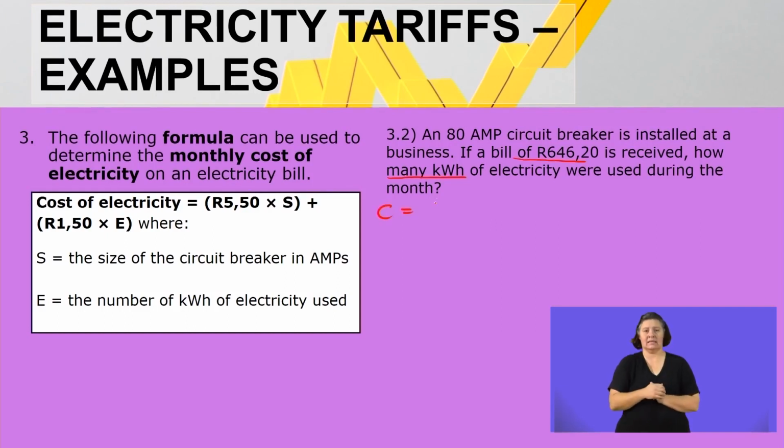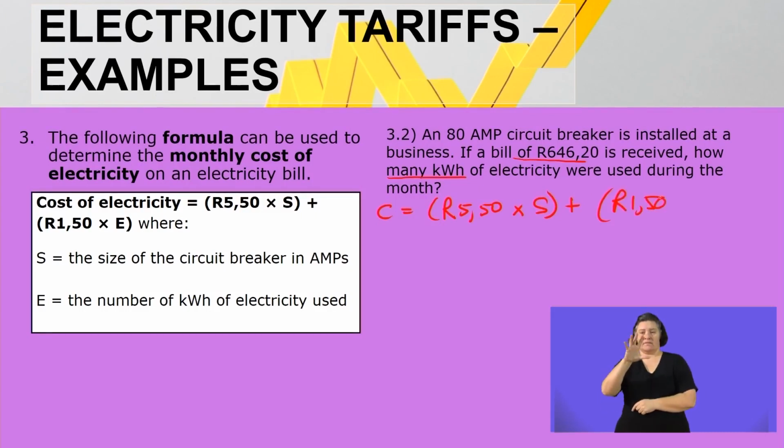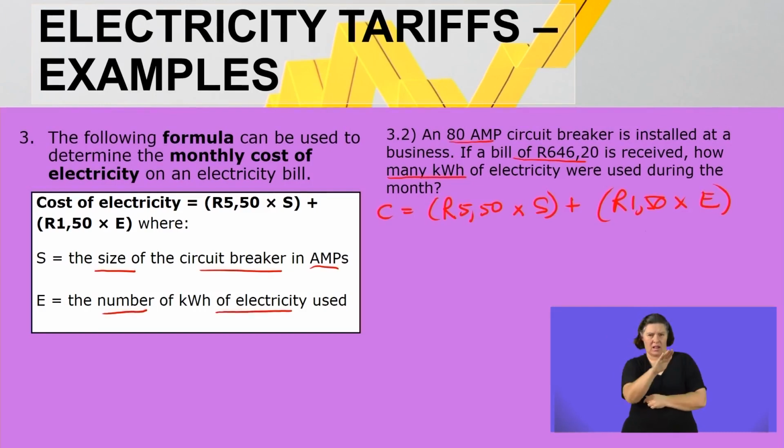Cost of electricity equals 5.50 rand multiplied by S plus 1.50 rand multiplied by E. Okay, step 2, let's substitute. Now looking at what was given to us, I know the cost for this bill is 646 rand and 20 cents. So I'm going to substitute it into where I see cost, right? 646 and 20 cents equals 5.50 multiplied by S.